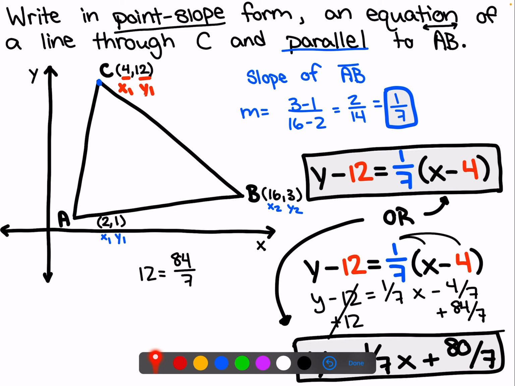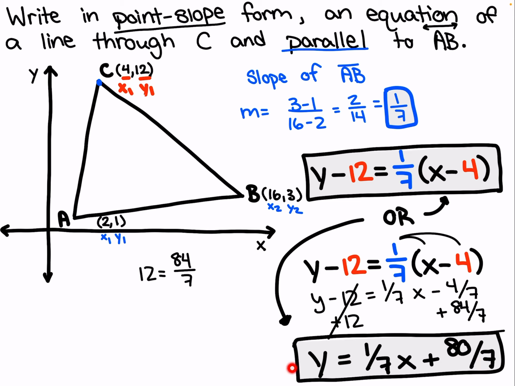Now, if I wanted to write it in slope-intercept form, then I just need to solve for y. So to do that, I distribute the 1/7 through the parentheses. Gives me y minus 12 equals 1/7 x minus 4/7. From here, I add 12 to both sides, and 12 is the same as 84 over 7. I just made it into a fraction. To do that, I did 7, my denominator, times 12 to get 84. So I add 84 over 7 to both sides, because again, this is the same as 12, and that will give me 80 over 7 for my y-intercept. So that gives us the equation y equals 1/7 x plus 80 over 7.